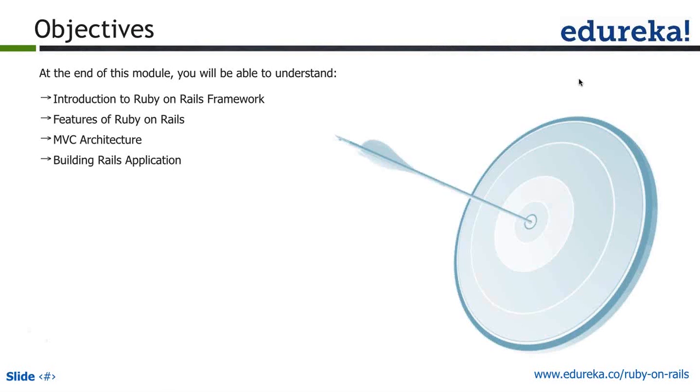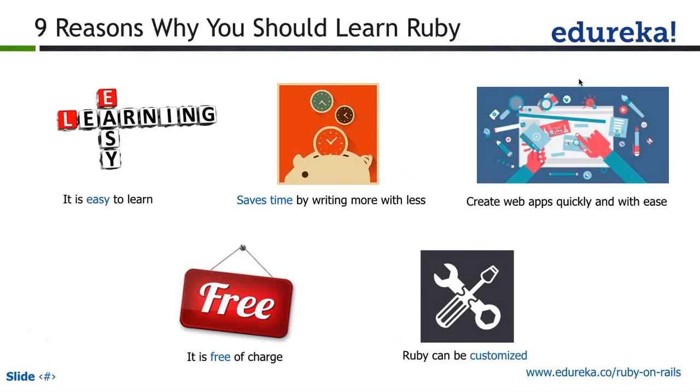All right. So by the end of today's session, you'll know what Ruby on Rails is, what the main features of Ruby on Rails are, what the MVC framework is, and how to build a very simple Ruby on Rails web application. All right.